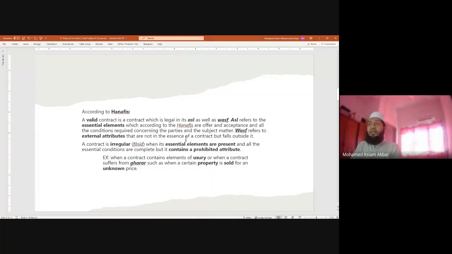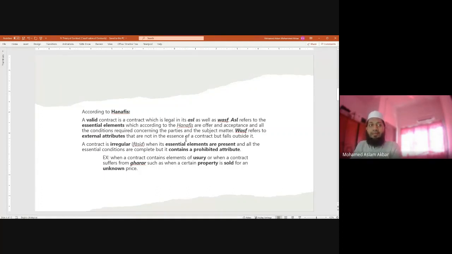I mean, these fundamental pillars of the contract, which is actually offer and acceptance, and the conditions concerning those offer and acceptance. For example, legal capacity, right? And then the subject matter and everything will come under this offer and acceptance. How can you offer something if there is no subject matter? That's why they actually mention subject matter is following the offer and acceptance.